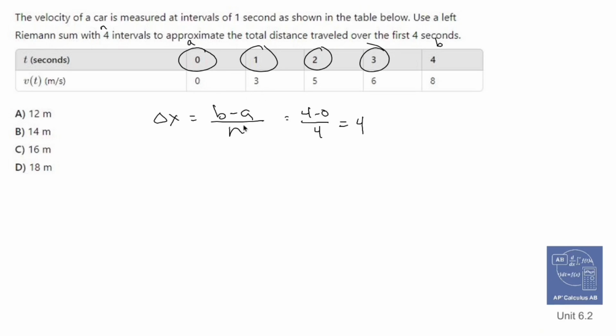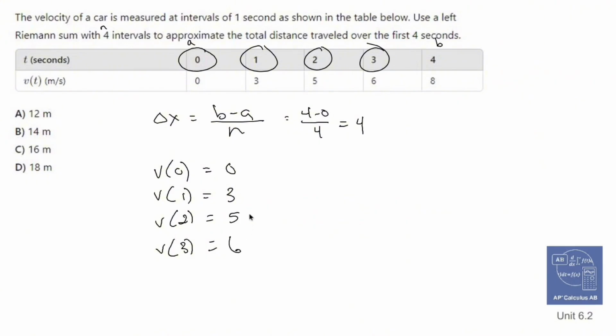Now what I do is I take those left-handed points and I find out what, in this case, v of 0 is, v of 1 is, v of 2 is, v of 3. If I were to use right-handed ones, I would use 1, 2, 3, 4. If I were to use midpoints, I do 0.5, 1.5, 2.5, 3.5. But I'm using the left-handed, so those are my left-handed points. I have my numbers already, 0, 3, 5, and 6.